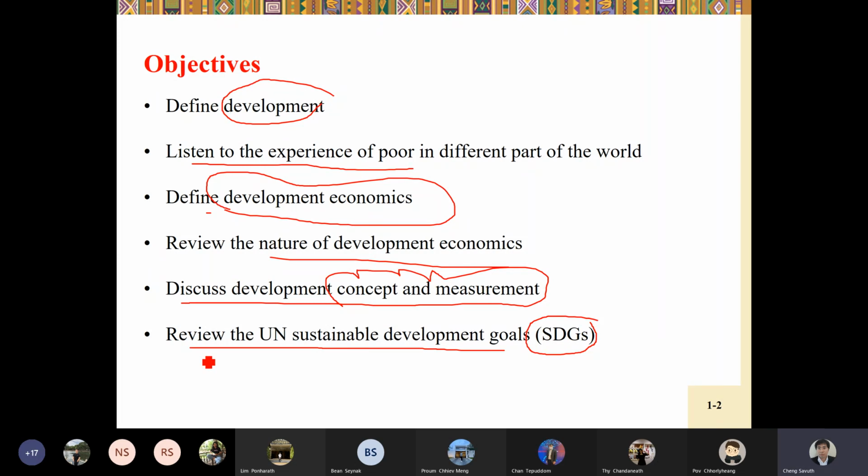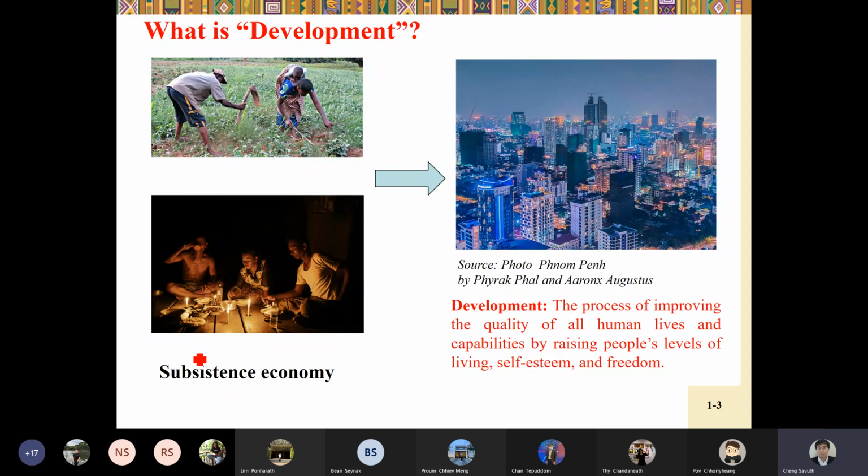So let's begin by defining what we mean by development. Development can be defined as the process of improving the quality of all human life and capability, by raising people's level of living, self-esteem, and freedoms. You can think of development as a process. Process means something that has to move from one state to another state. So it may take time.